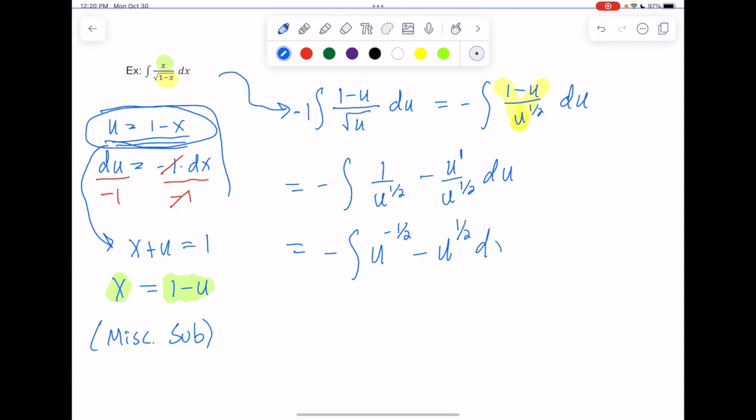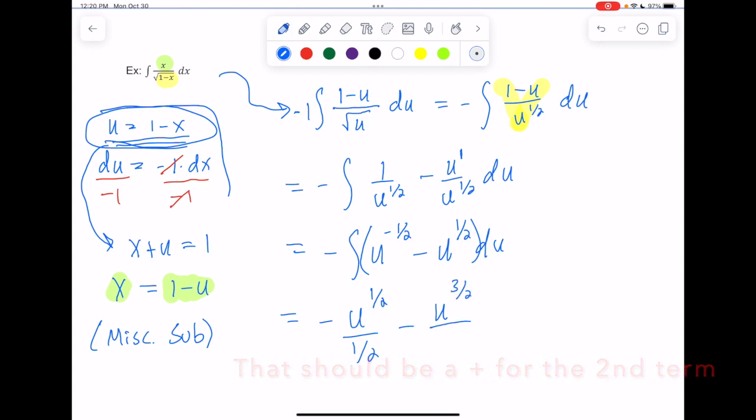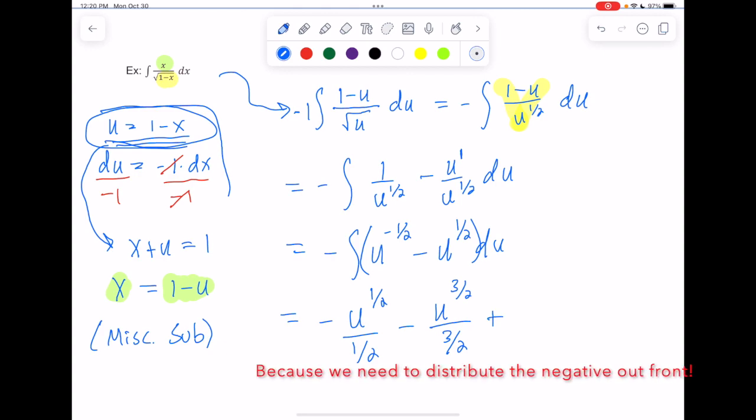I still haven't found an antiderivative, so it's still an integral. All that was just trying to set it up for the power rule. But it is set up for the power rule now, so we'll use that. Add 1 to the power, so that -1/2 becomes +1/2 over 1/2, minus u to the add 1 to the power, so that becomes 3/2 over 3/2, and then we would have our plus c.